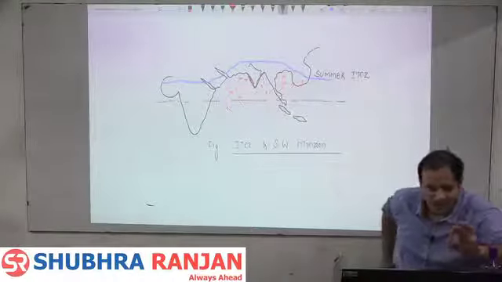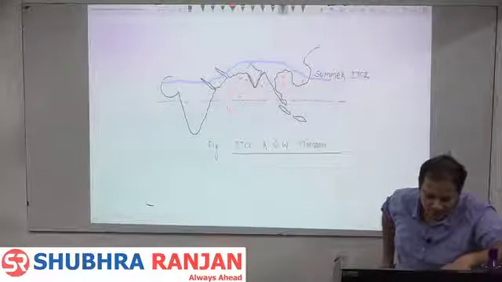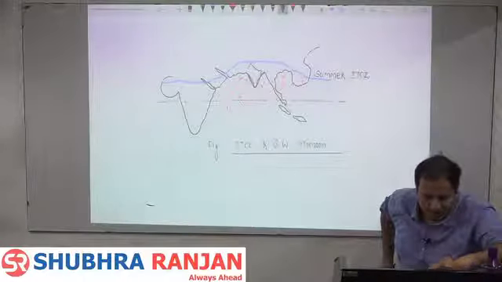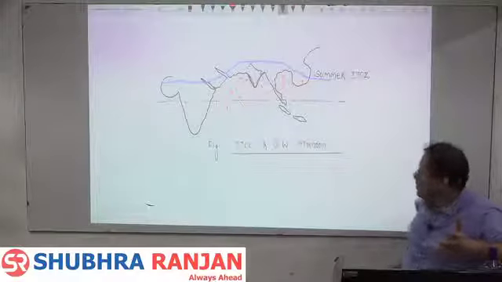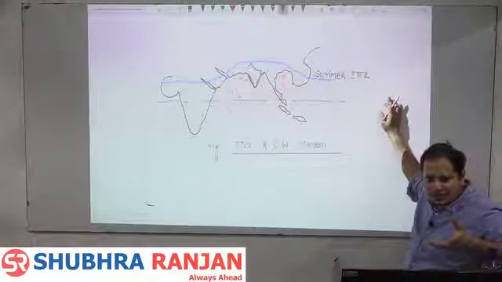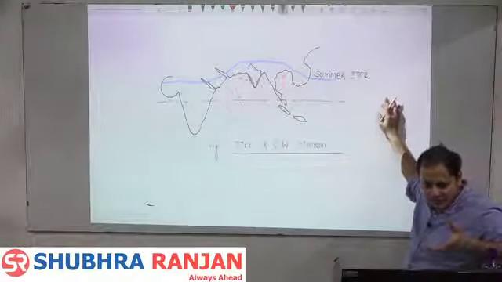As the intensity of the heating differs, and therefore the monsoon is highly variable. That is what I had told you. It depends upon local conditions. Therefore, the monsoon rainfall is highly variable.